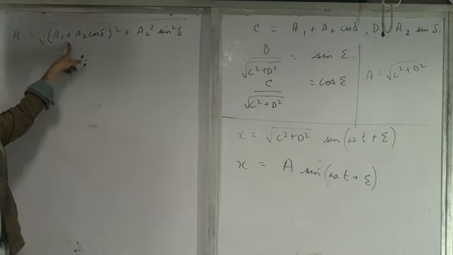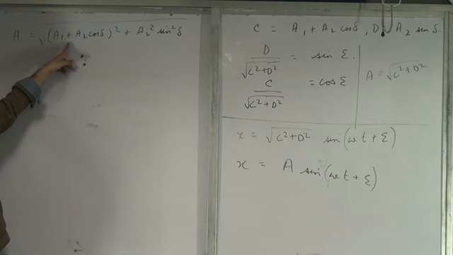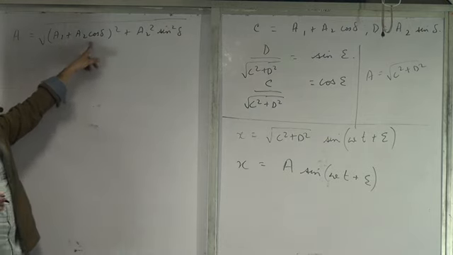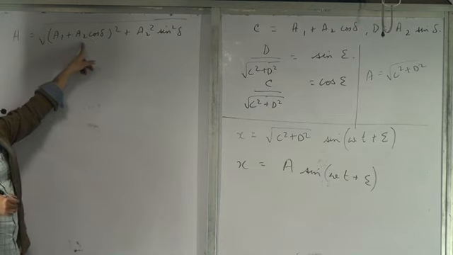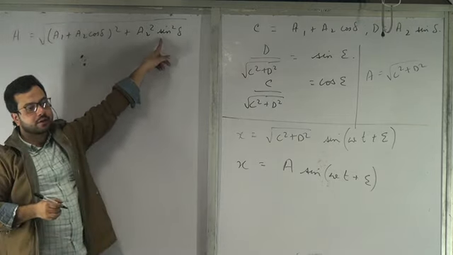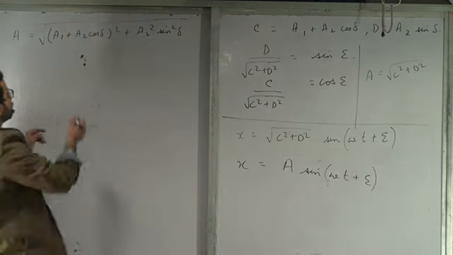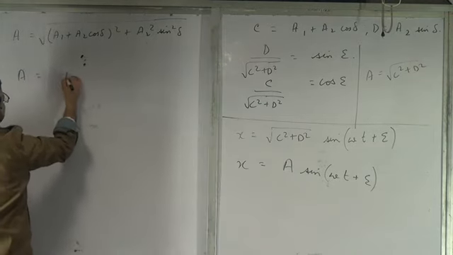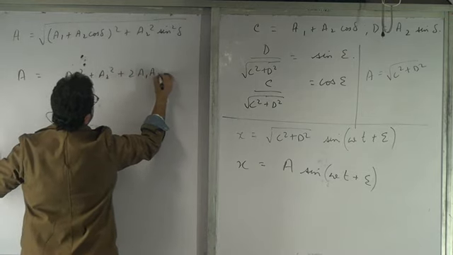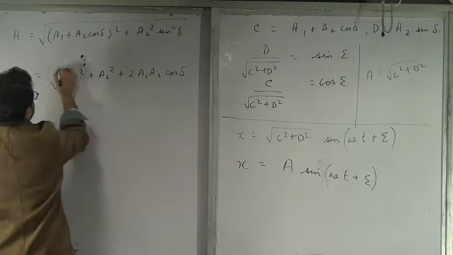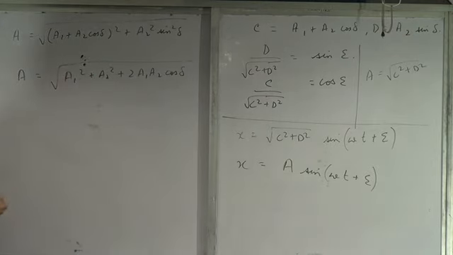Alright, now you expand this term. You'll get A1 square plus A2 square cos square delta plus 2 A1 A2 cos delta. A2 square cos square delta and A2 square sin square delta will give you A2 square. So finally A will come out to be under root of A1 square plus A2 square plus 2 A1 A2 cos delta. That is the amplitude of the resulting SHM. Is that clear? Amplitude of the resultant SHM.